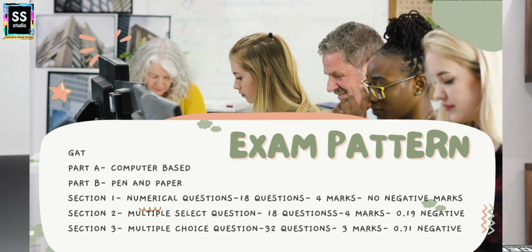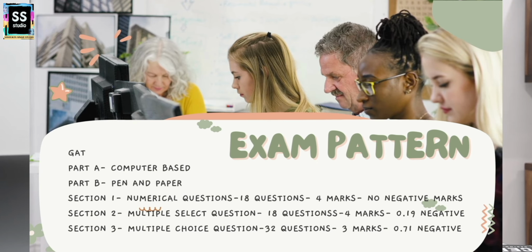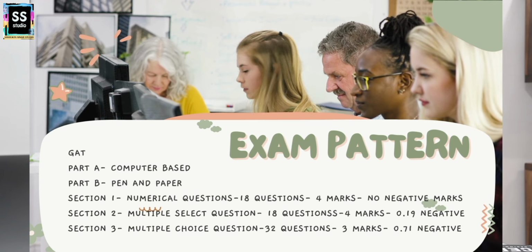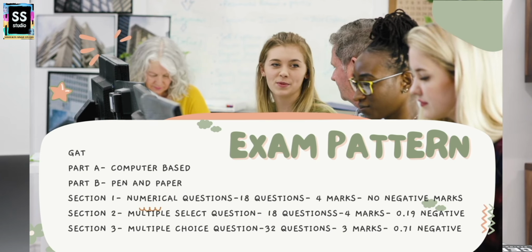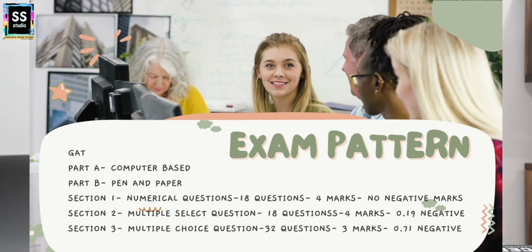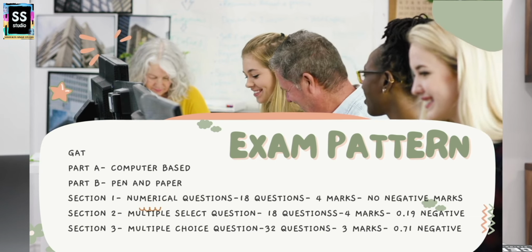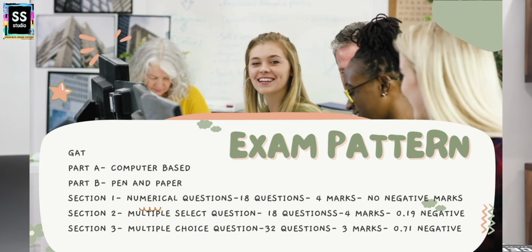Now comes the third category, which is multiple choice questions, and here you are going to get 32 questions of 3 marks each, and the negative marking in this category would be 0.71. For every wrong answer, 0.71 marks will be deducted. So in total there are 240 marks on the basis of which your part A is evaluated.